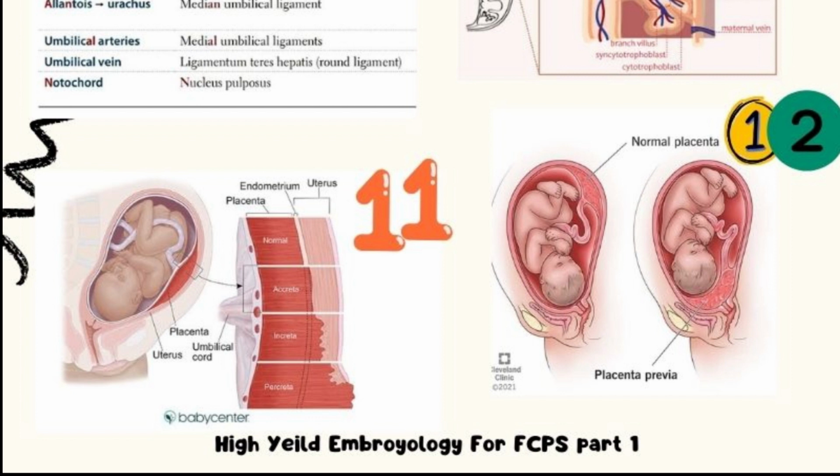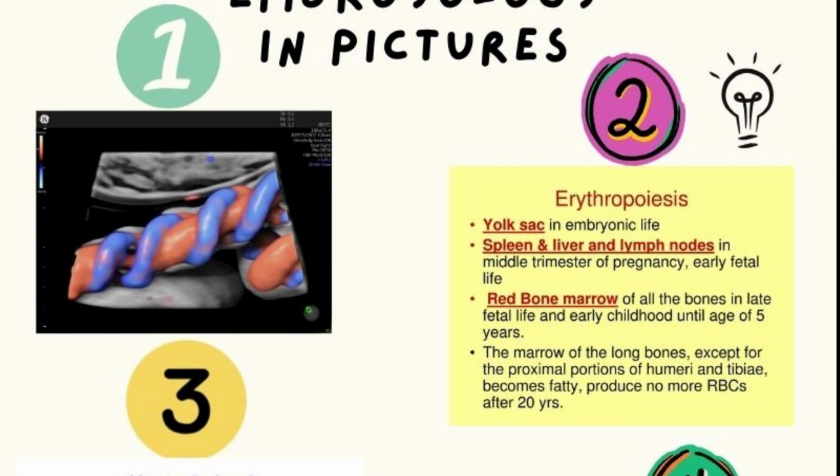Placenta previa is a condition when the placenta attaches in the lower part of the uterus, covering the internal os, and is a classic cause of third trimester bleeding. And ectopic pregnancy is the classic cause of bleeding in the first trimester. So placenta previa is the cause of bleeding in the third trimester, and the cause of bleeding in the first trimester is ectopic pregnancy. Now let's move to page 2.